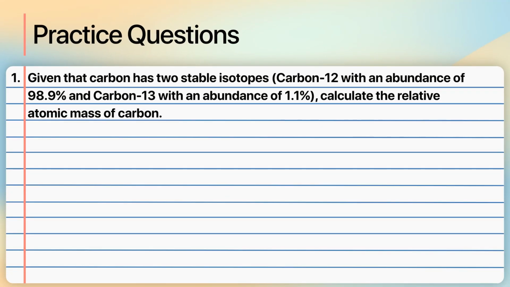Let's dive into some GCSE level questions to apply our understanding of isotopes and how their relative abundance determines the relative atomic mass of an element. Question 1. Given that carbon has two stable isotopes, carbon-12 with an abundance of 98.9% and carbon-13 with an abundance of 1.1%, calculate the relative atomic mass of carbon.